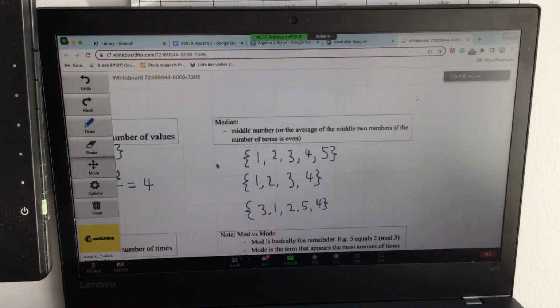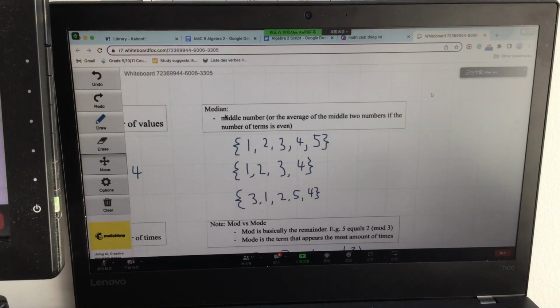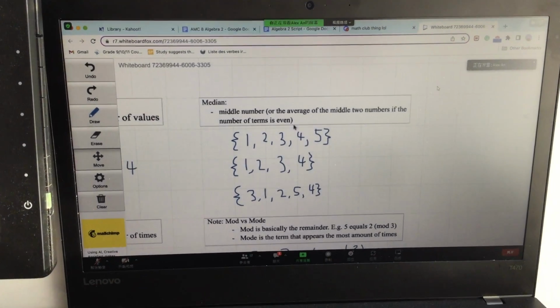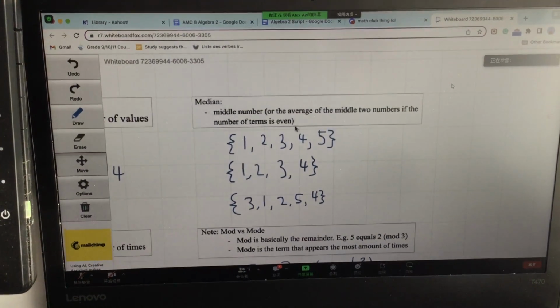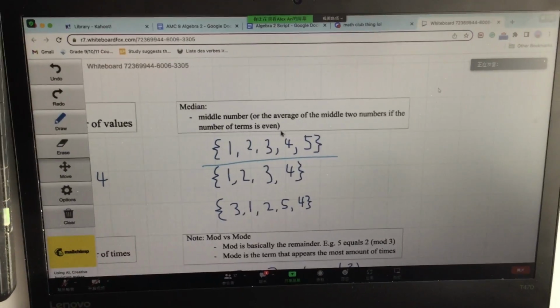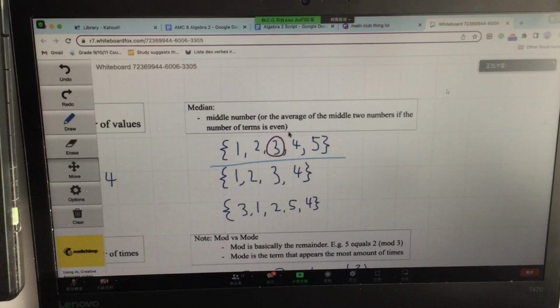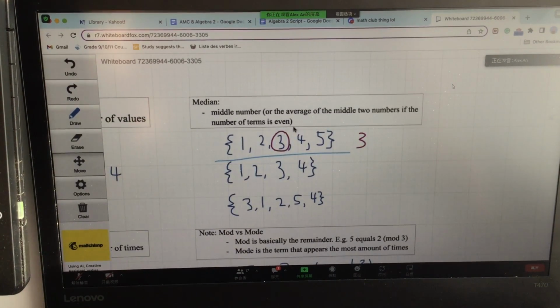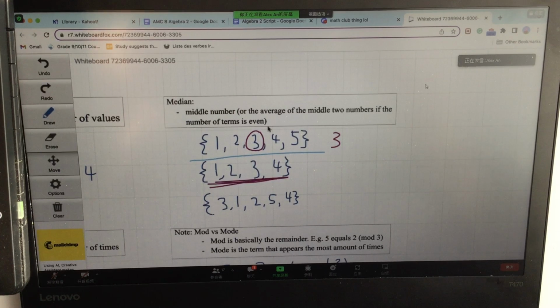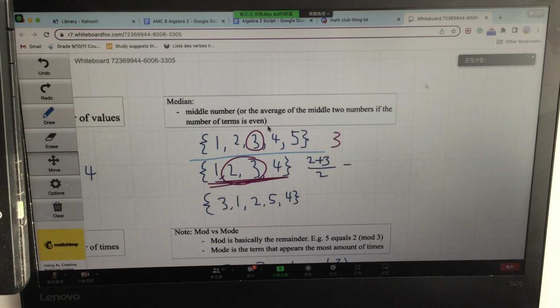Then we have median, which is the middle number. For example, here the median is the middle number, which is 3. But in this case, there's an even number of numbers, 4 numbers here, so there isn't really a middle number. In this case, it would be the average of the 2 middle numbers, the average of 2 and 3, which is 2.5.